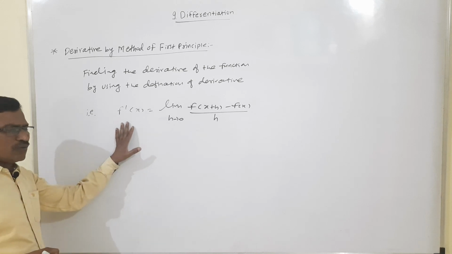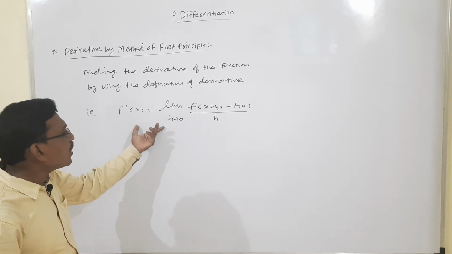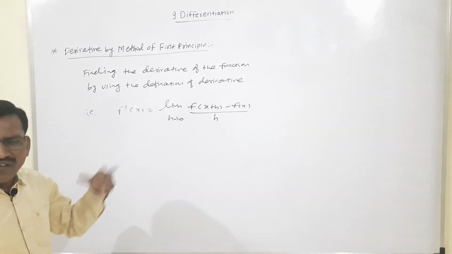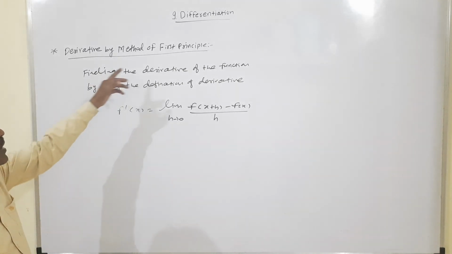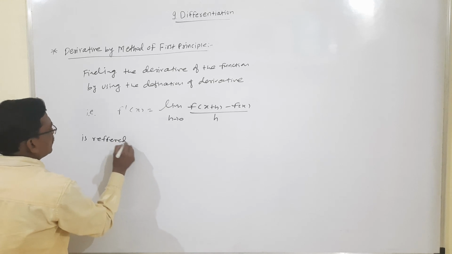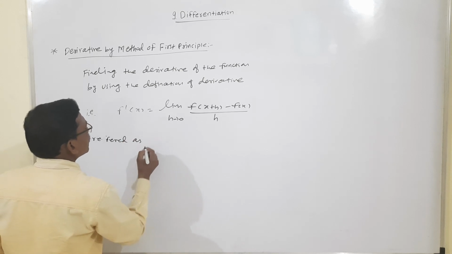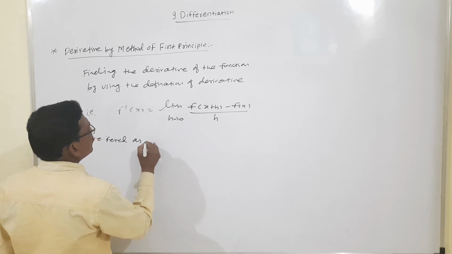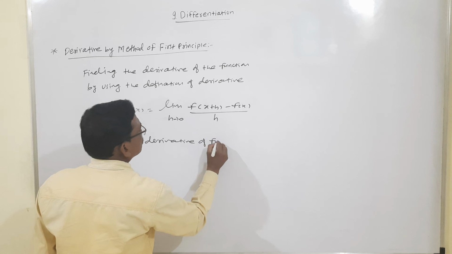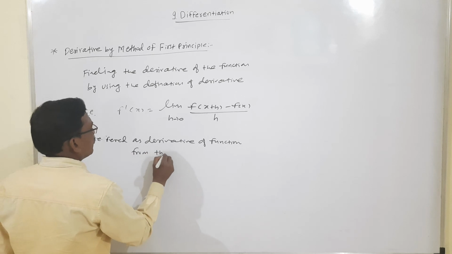So when we find the derivative of any function by using this formula, it is actually the definition of the derivative. Finding the derivative by using the definition of the derivative is called the derivative by the method of first principle, and is referred to as the derivative of a function from the first principle.